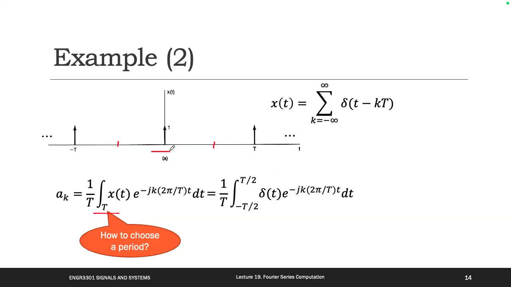Okay. And then actually for this signal, a_k should equal 1 over T. You know why?